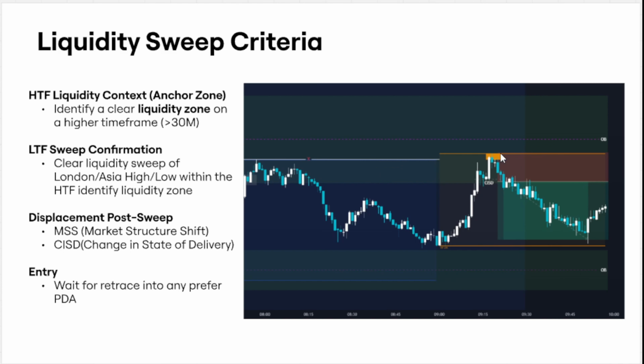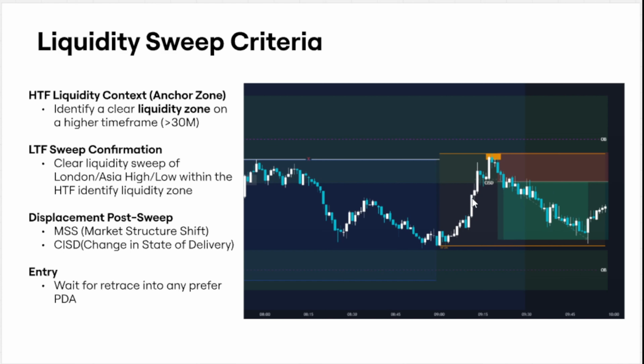And then once that happened, we look for some sort of displacement. So it's this consecutive down close candle that broke a structure. So there is a change in state of delivery, or you can look for a market structure shift, either or. Once that happened, you look for entry. So for entry, you can leverage any PD arrays: order blocks, breaker blocks, fair value gap, inverse fair value gap, Fibonacci, or retracement to the optimal entry OTE zone. Whatever PD array suits you, that's fine.